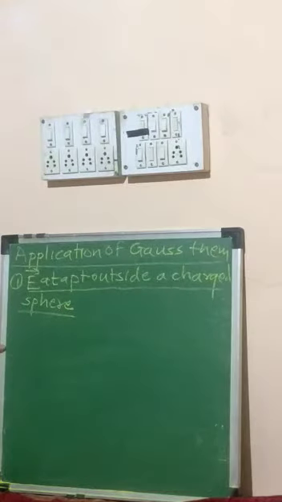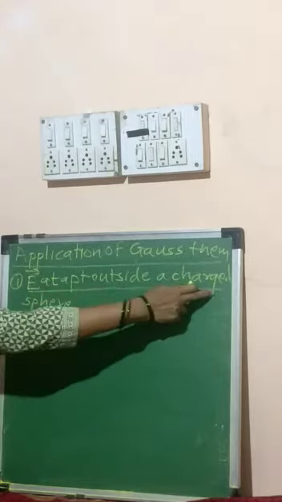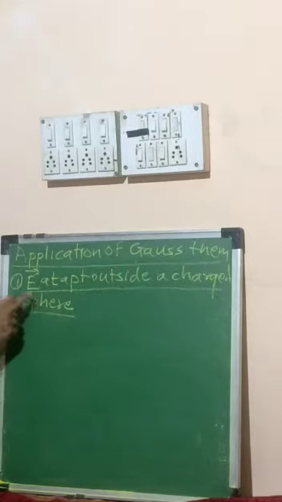See the applications of Gauss theorem. Now there are total 3 applications of the Gauss theorem. Out of that, in this lecture we are going to study electric intensity at a point outside a charged sphere. So to determine that electric intensity, we are going to use the Gauss theorem.